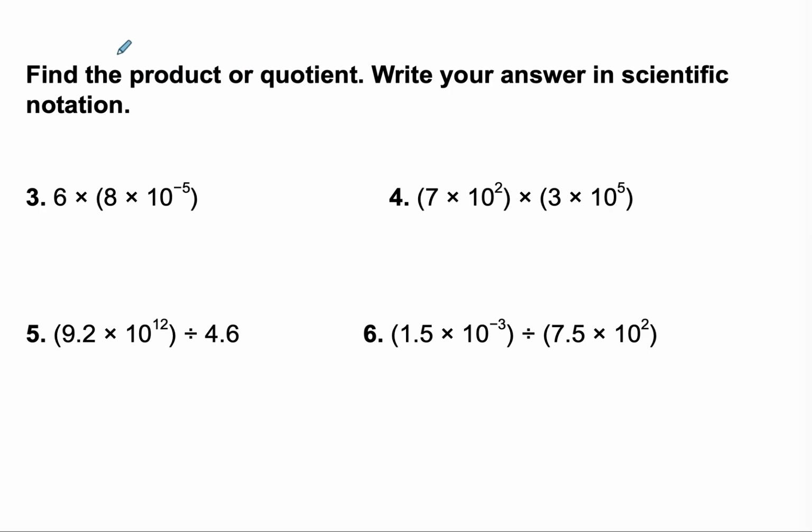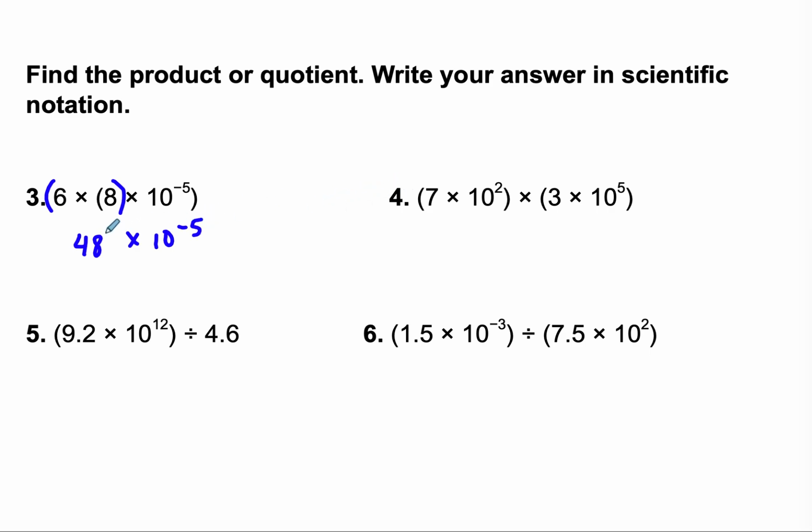Okay, so for number 3, and really number 5 is the same way. For whatever reason, they didn't give us a second power of 10, so we don't have to worry about that part of it. For number 3, I'm just going to change my parentheses. I'm going to use that associative property. And instead of putting it around the 8 and the 10 to the negative 5th, now I'm going to put it around the 6 and the 8. 6 times 8 is 48 times 10 to the negative 5th.